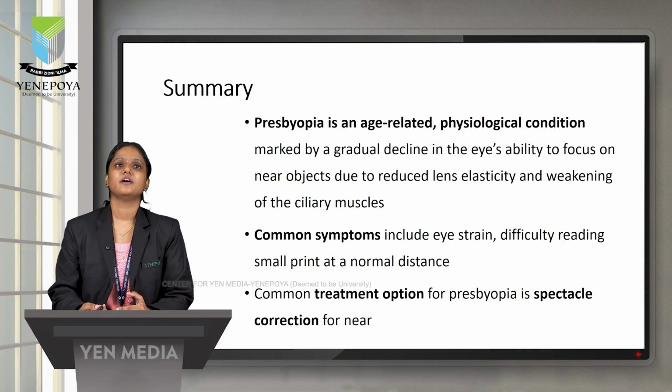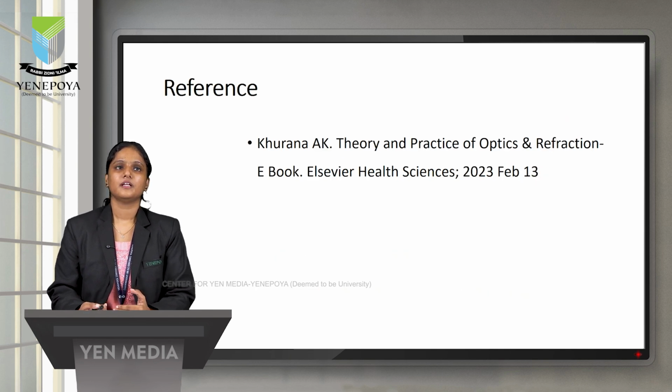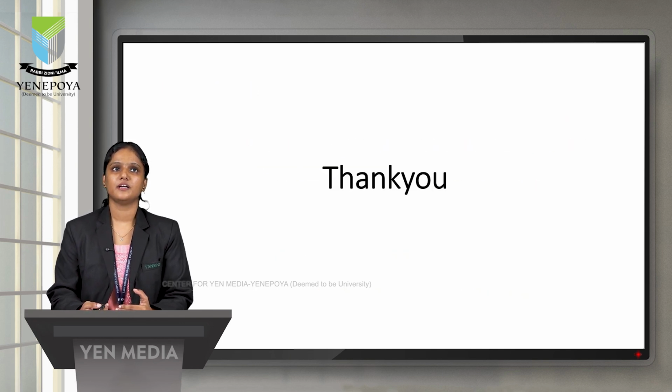To sum up, presbyopia is an age-related physiological condition marked by a gradual decline in the eye's ability to focus on near objects due to reduced lens elasticity and weakening of the ciliary muscle. Common symptoms include eye strain and difficulty reading small print at normal distance, and the common treatment option for presbyopia is spectacle correction for near. This is the reference I have used, and thank you.